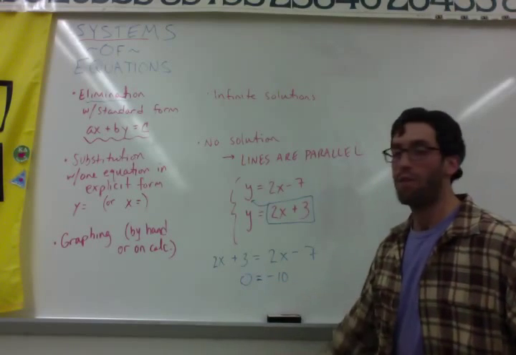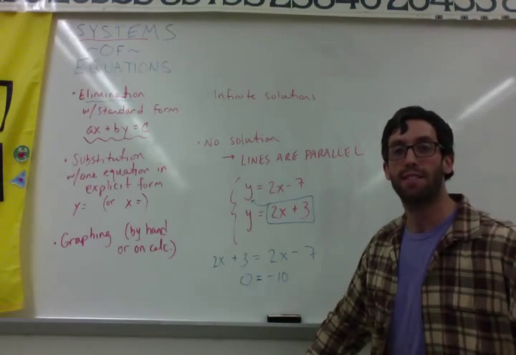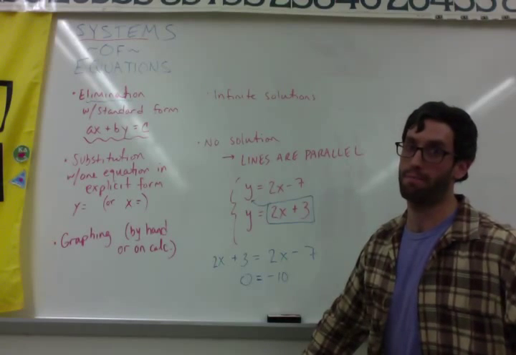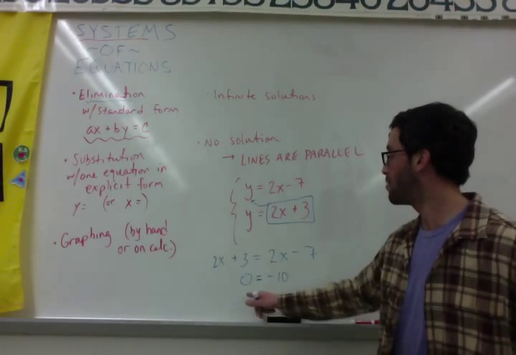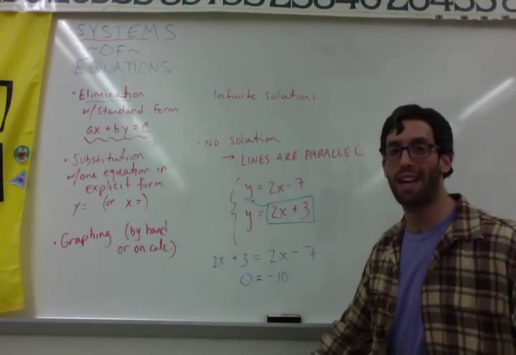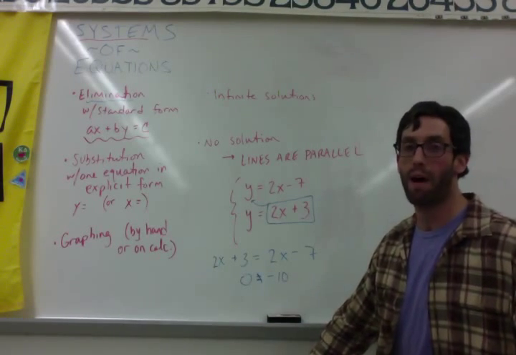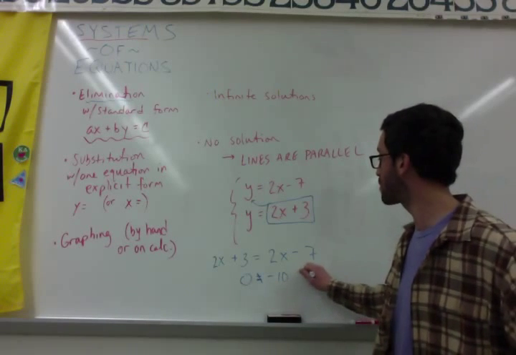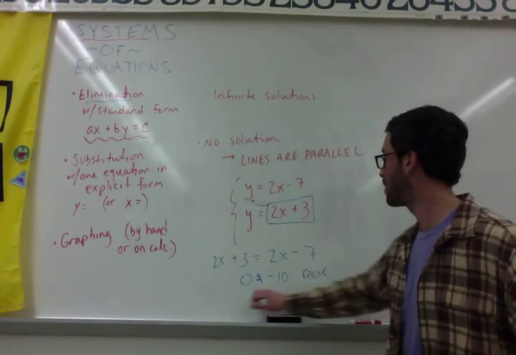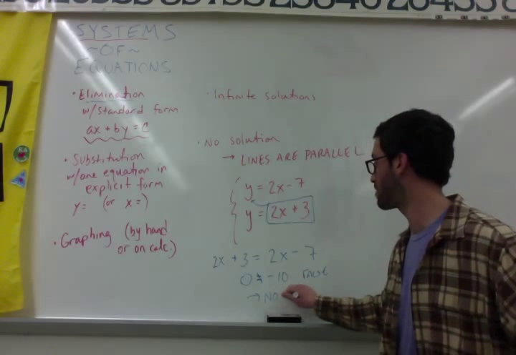Now, there are no variables left. That doesn't necessarily mean there's no solution. It usually does, but not always. There's no variable, but we get a false statement. This is not true. 0 is not equal to negative 10. That's impossible. Because this is a false statement, we know there is no solution to the system.